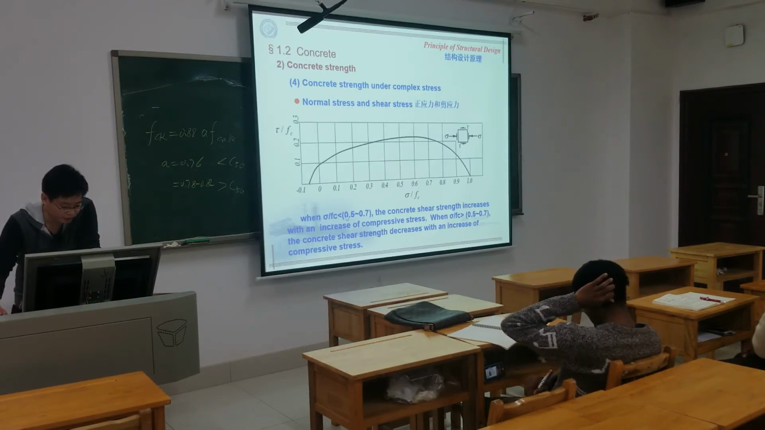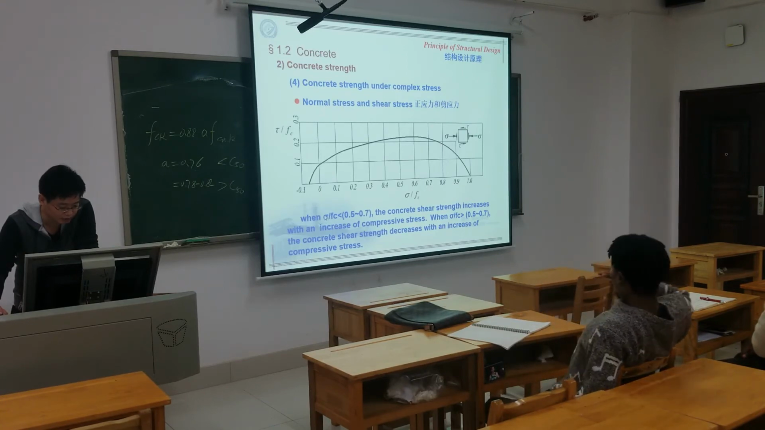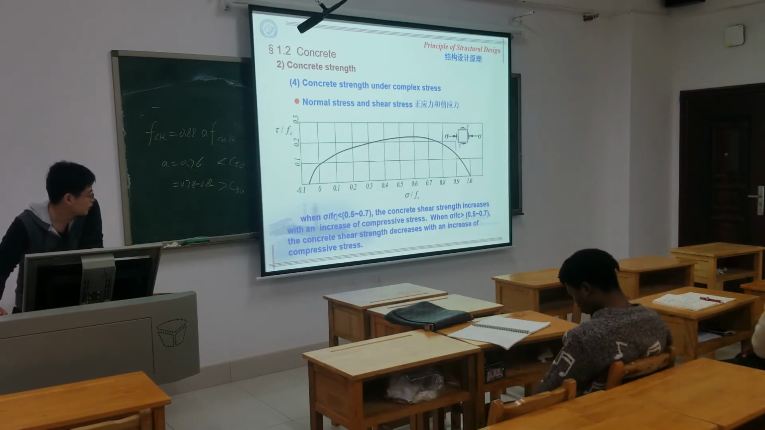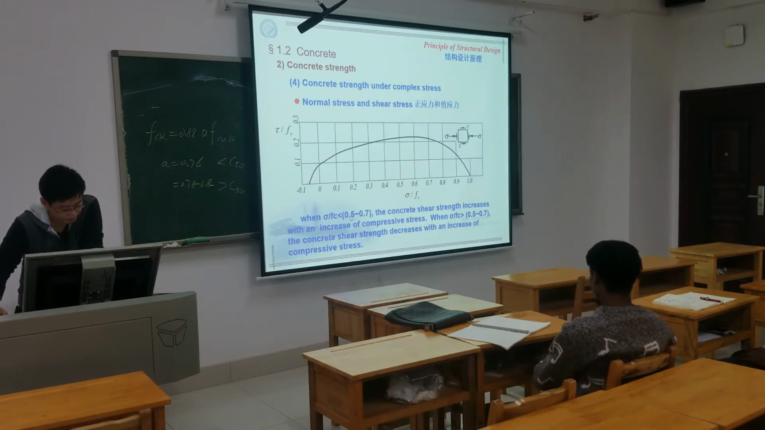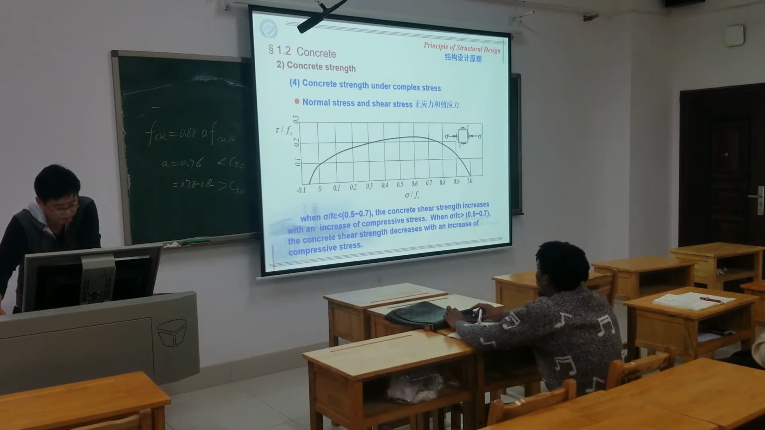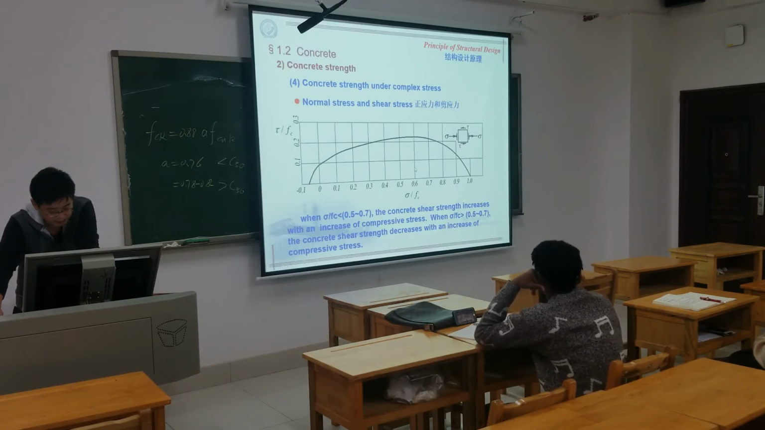Here the value sigma reflects the normal stress. FC is the concrete strength. It's smaller than 0.5 to 0.7. The concrete shear strength increases with the increase of the compression strength. So here it increases gradually, turns up, and then it decreases.